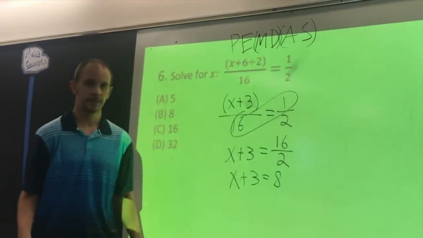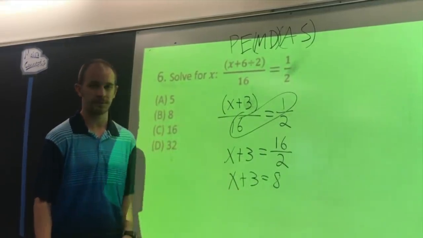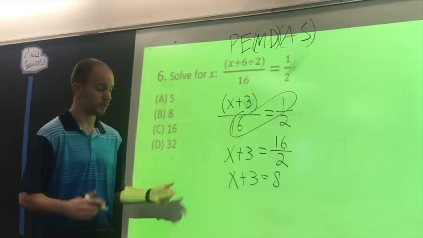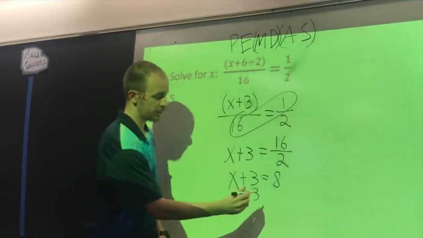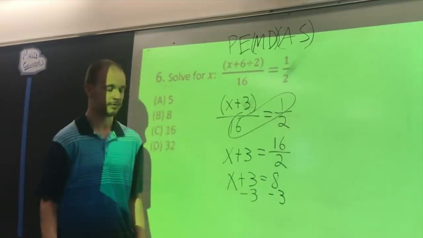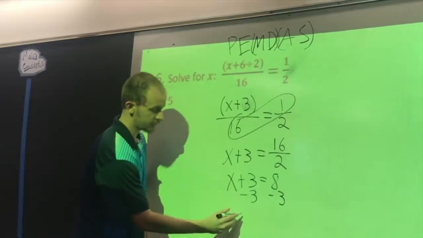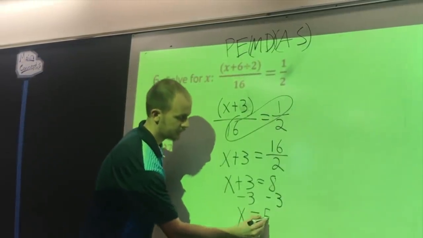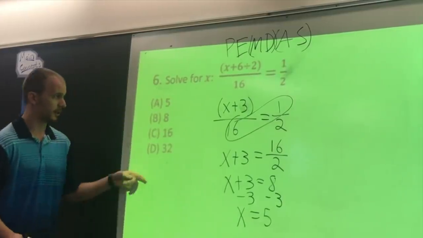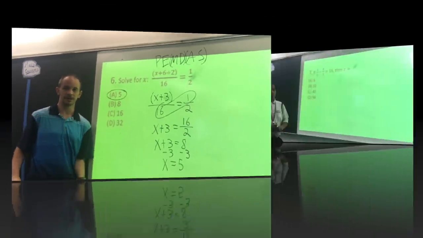gets us 8. Now our x plus 3 is almost x. We just have to get rid of this plus 3 to get our x by itself. So I'm going to undo the plus 3 by subtracting 3. What I do to one side, I do to the other. Plus 3 and a minus 3, well, 3 minus 3 cancels out. I don't need to write the 0. And 8 minus 3 gets me 5. I check my answers. I see A is 5, so our answer is A.